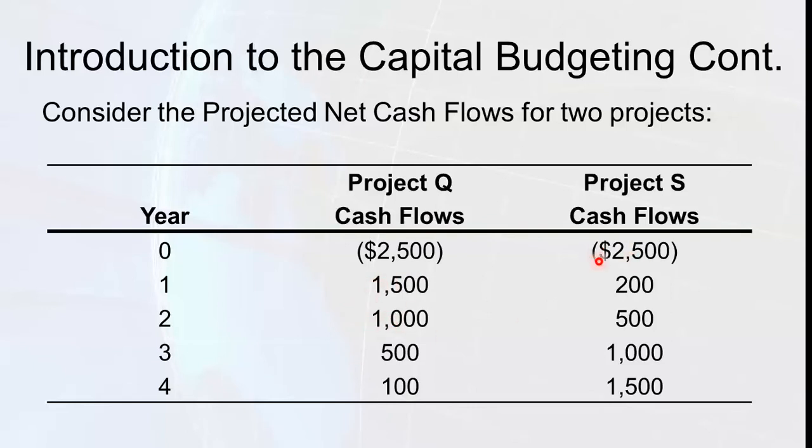Same thing here, project S. You have the same cost, but the pattern of the cash flows is different. In the first project, you have bigger cash inflows in the beginning, and the cash flows are decreasing going forward. In the second project, we have smaller cash flows and they are gradually increasing going forward. So these are two different projects we are going to be working on in this class.